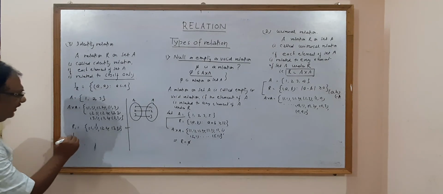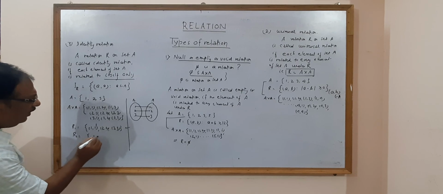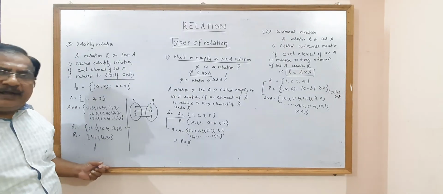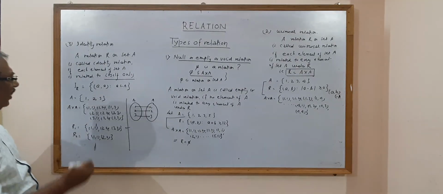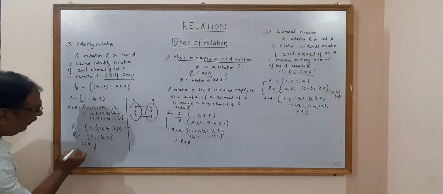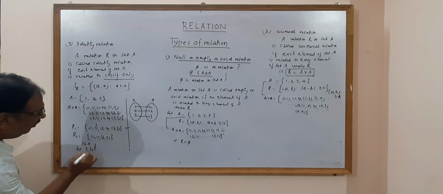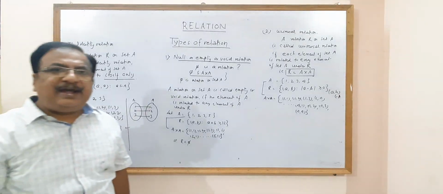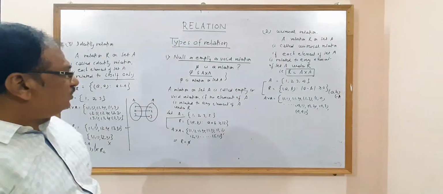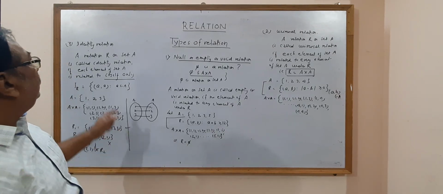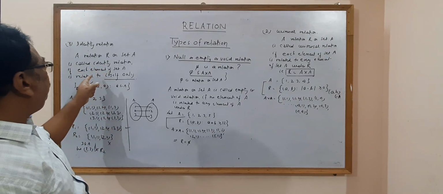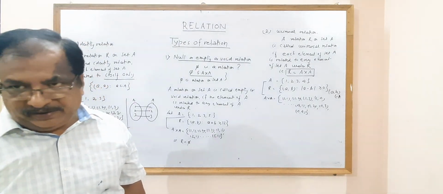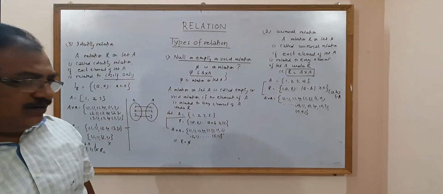If another relation is given, R2 is equal to {(1,1), (2,2)}, is it an identity relation? No. This is not an identity relation. Why? Because 3 belongs to A, but (3,3) does not belong to R2. So a relation on a set is called an identity relation if each element of set A is related to itself only. This is the identity relation.